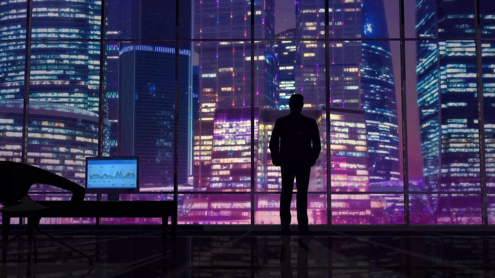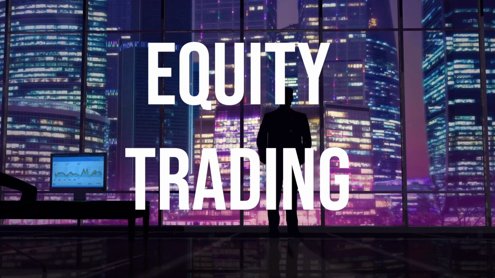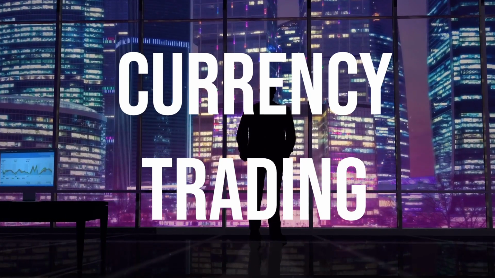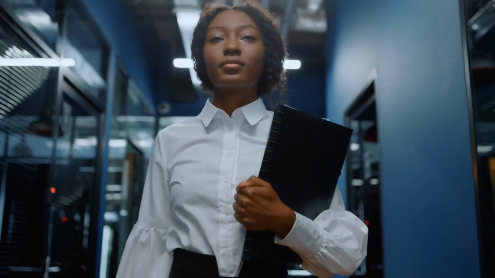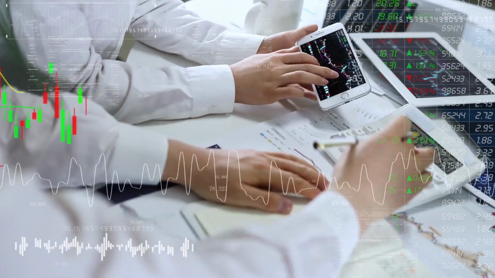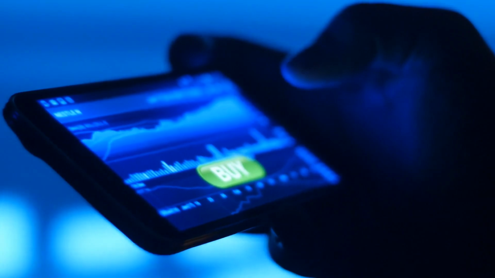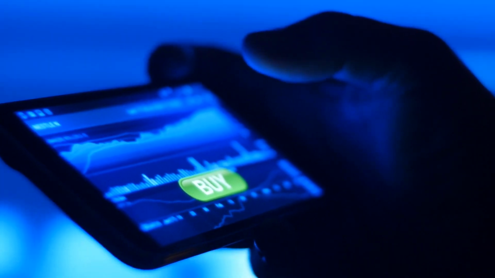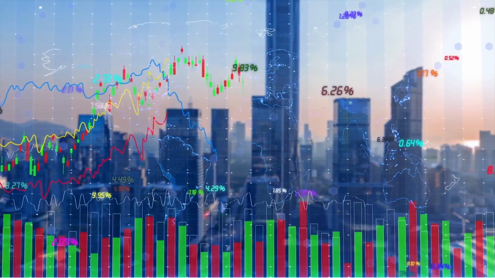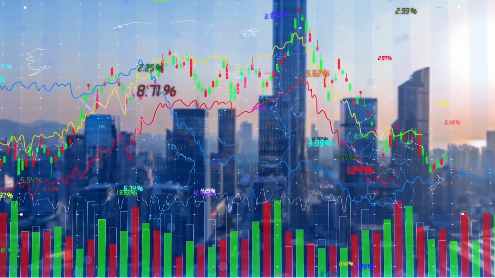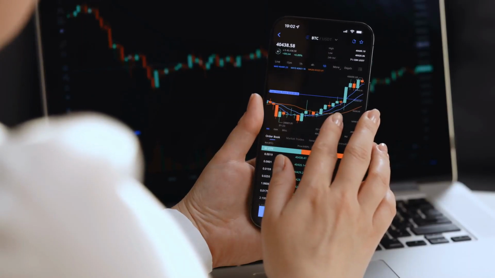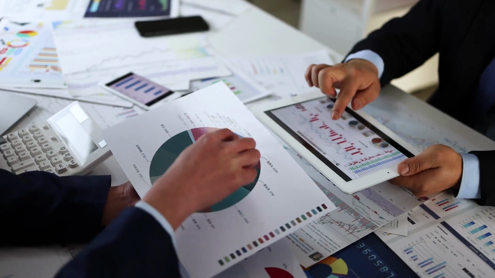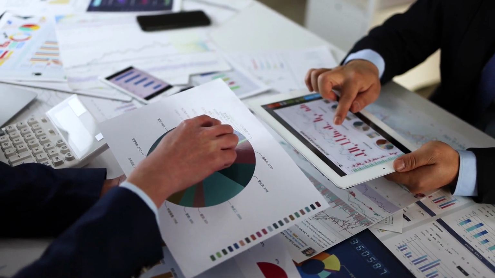We'll be exploring 5 prominent categories: equity trading, derivative trading, currency trading, commodity trading, and crypto trading. So, let's get started. To begin with, we have equity trading. This involves buying and selling company shares or stocks on the financial market. Equity trading typically takes place through a stock exchange or as over-the-counter products. Traders focus on the value and performance of individual companies, aiming to profit from price movements in their shares.